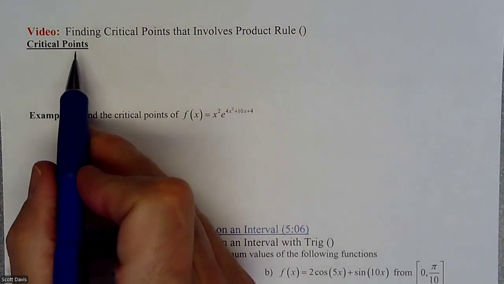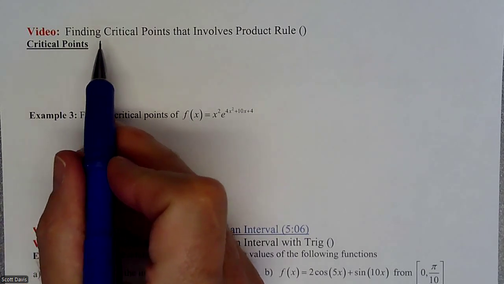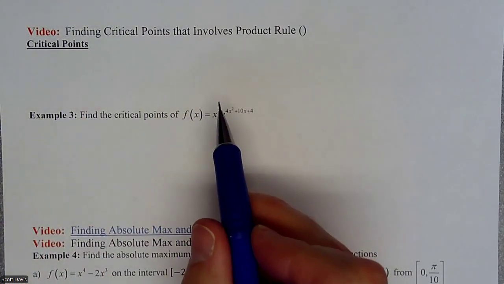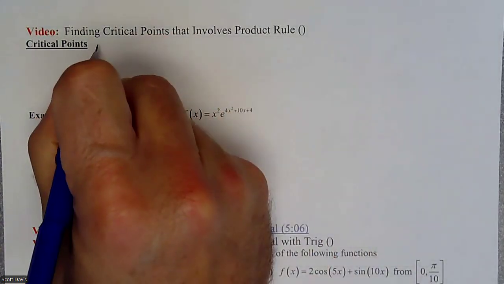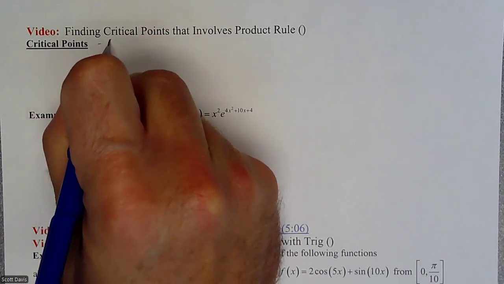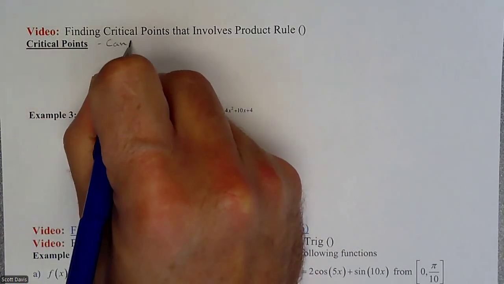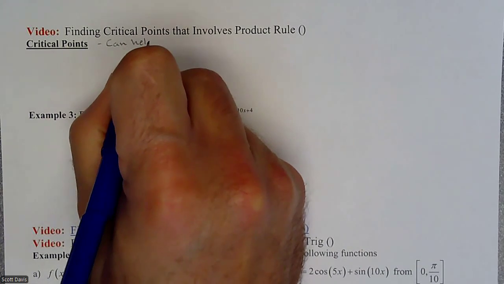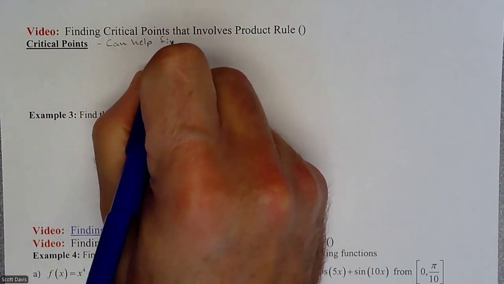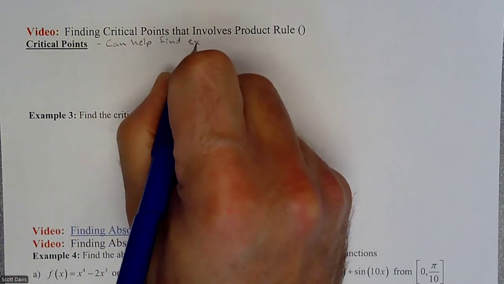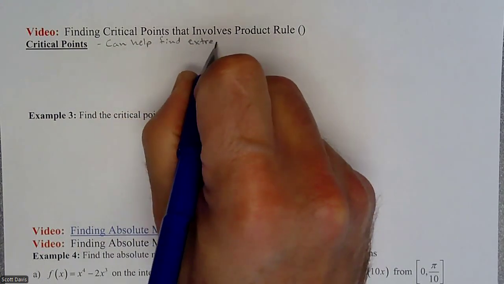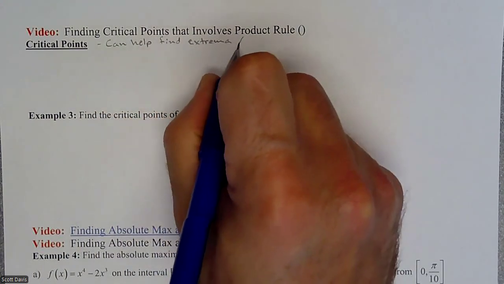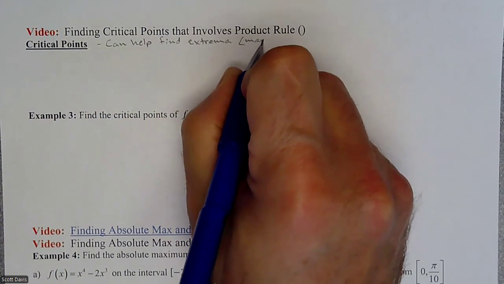In this lesson, we are going to talk about critical points. So we're going to find critical points from this, but let's talk about what critical points are first. Critical points can help find extrema. By extrema, we mean maxes and mins.